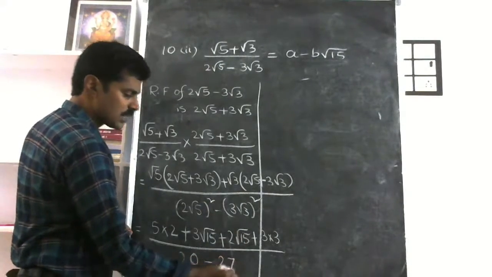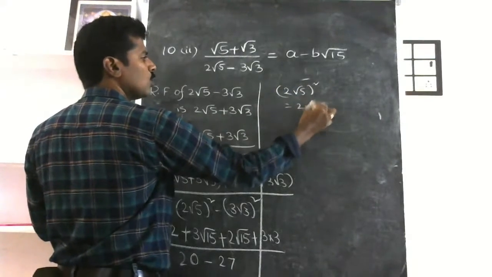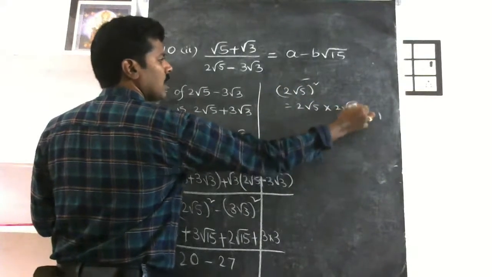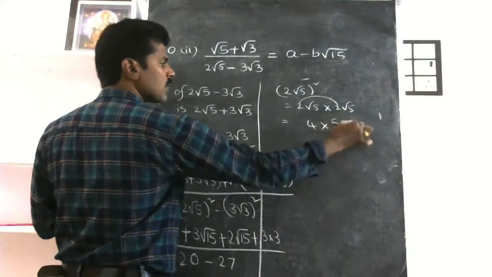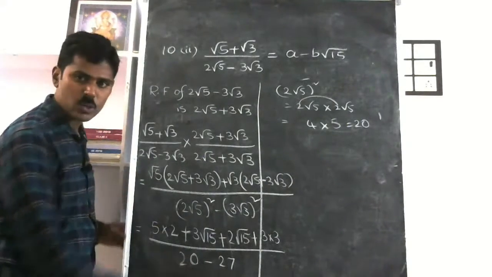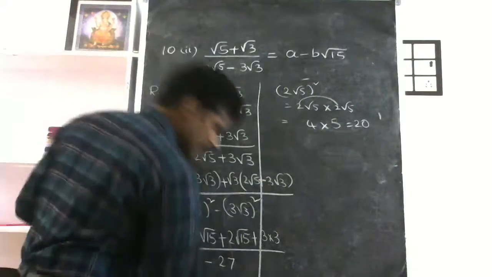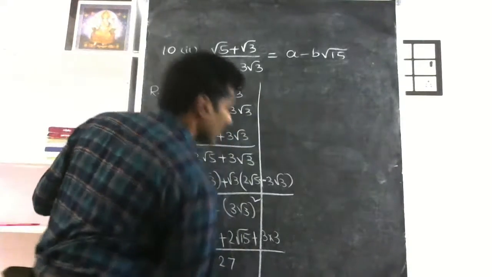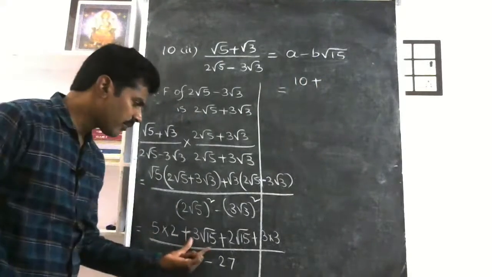9 threes are 27. Now, (2 root 5) whole square is nothing but 2 root 5 into 2 root 5. That means 2 twos are 4, into root 5 into root 5 becomes 5, so 4 fives are 20. That's why here I will get 20 minus 27. So the final I will get the answer as 10 plus 3 root 15 plus 2 root 15.